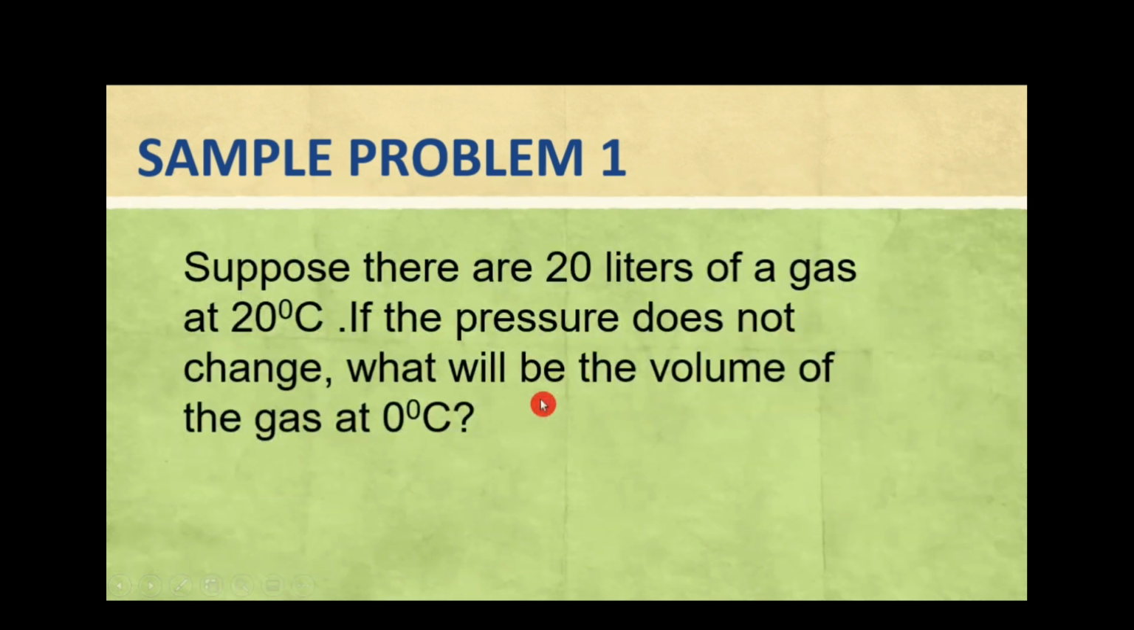So let's have sample problem number 1. Suppose there are 20 liters of a gas at 20 degrees Celsius. If the pressure does not change, what will be the volume of the gas at 0 degrees Celsius? So how are we going to solve this problem? So still we will apply the GRESA method, that is given, required, equation, solution, and answer.